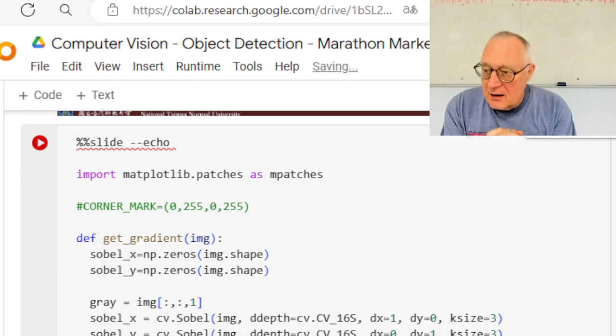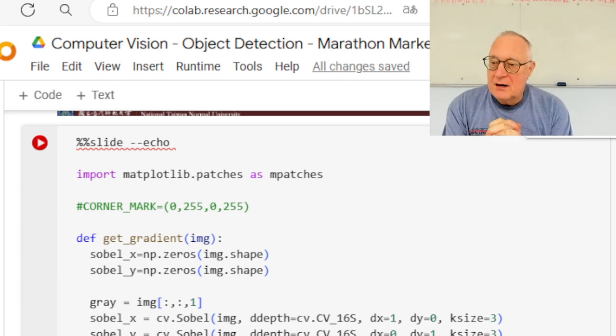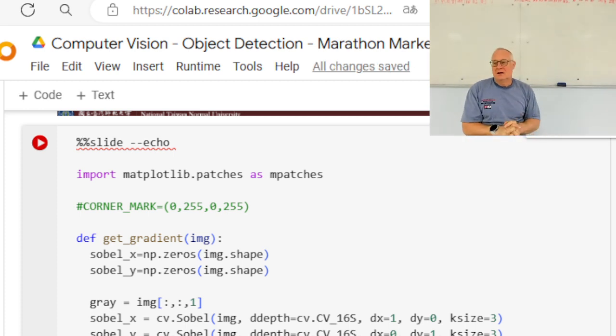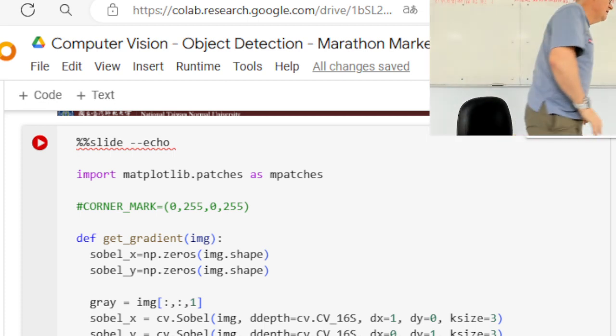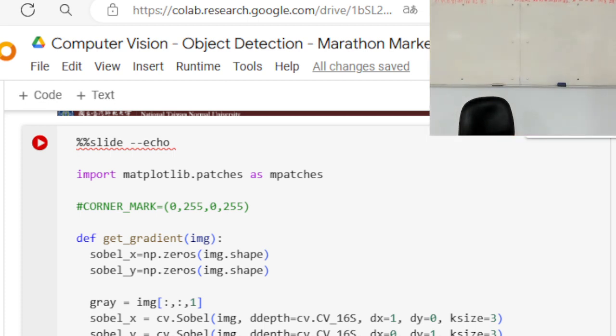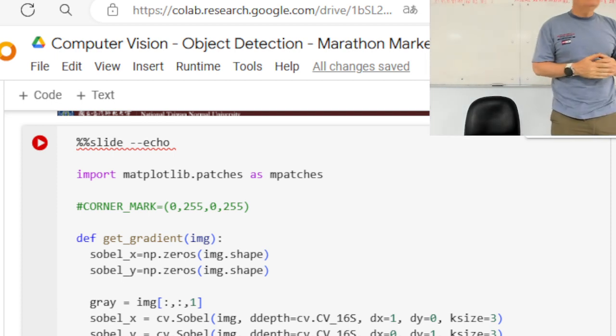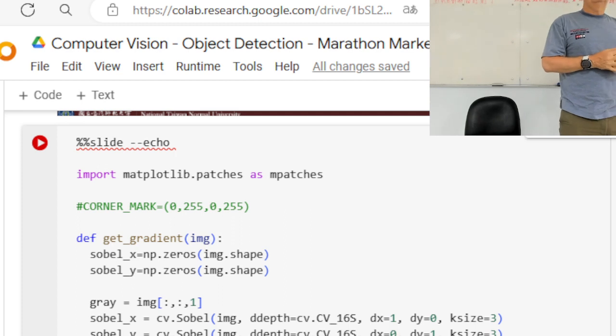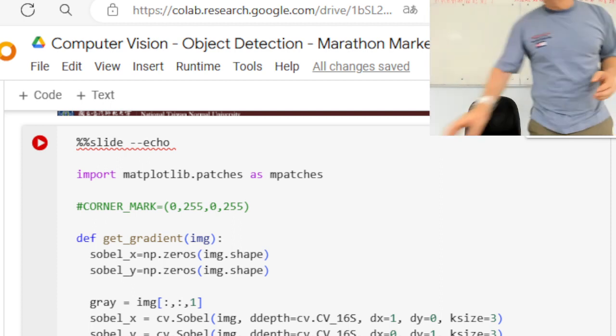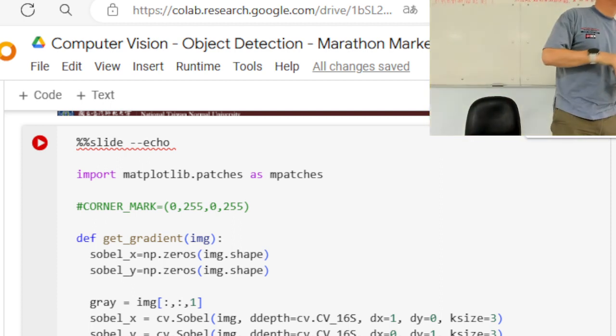So now I get the gradient, the output of the Sobel edge detector in the X and Y direction. What information of that would be the most useful in order to identify our markers?